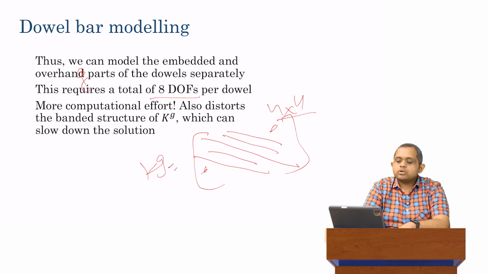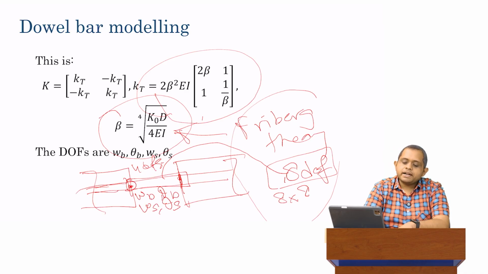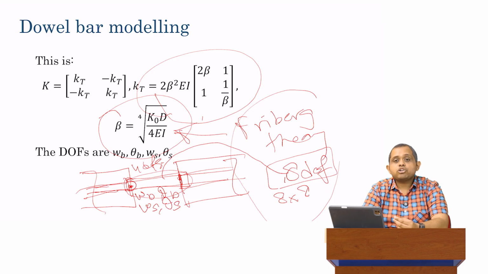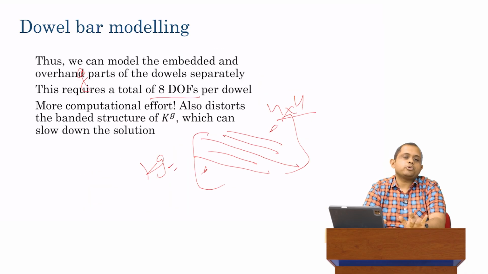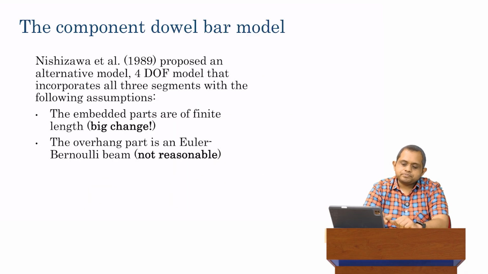So this particular way of doing it, that is modeling the embedded part as Euler-Bernoulli beams which have 4 degrees of freedom, and modeling the overhang as a Timoshenko beam with 8 degrees of freedom, while this logically makes more sense than what we were doing previously, it leads to these sorts of computational problems that we have to overcome.